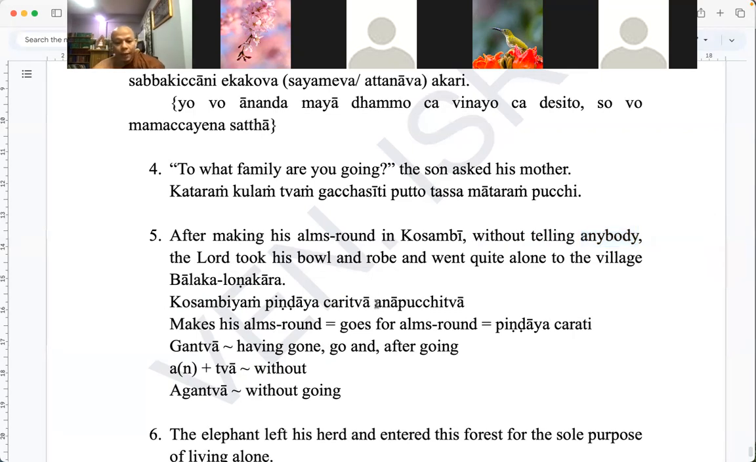So kasa ji anabo chetawa. Kasa is a dative. So kasaji anabo chetawa. So kosambi yan bindaya jaredawa kasaji anabo chetawa. So the Lord is his subject. The Lord is the Tathagata or Bhagawa. So this subject, commonly subject is at the very beginning in Pali. So that is why Bhagawa. So Bhagawa Kosambi Yan Bindaya Jarit Dawa and Kasaji Anaboche Dawa.